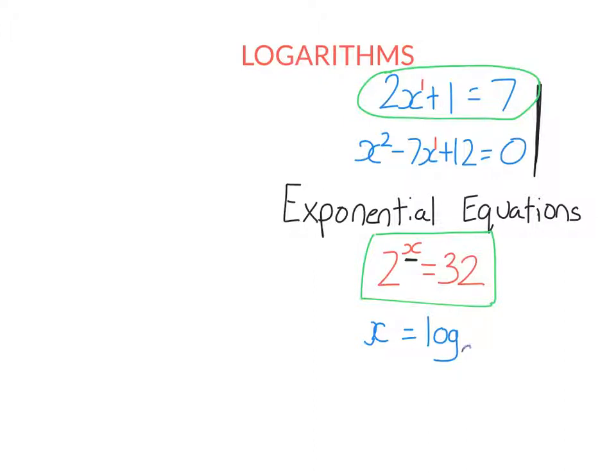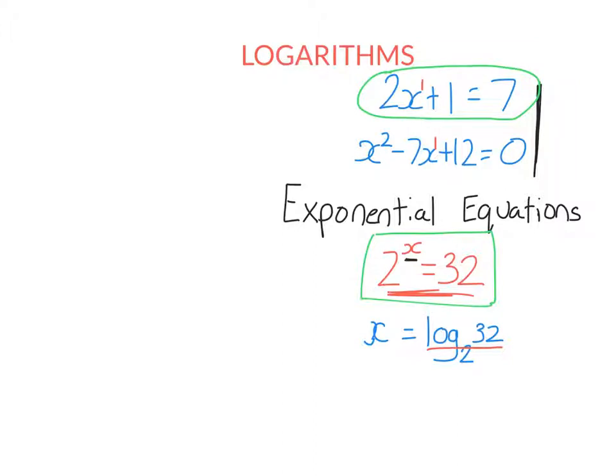It has a base and a power. So log 2 of 32 is saying exactly the same as this equation. The value of log 2 of 32 is saying, to what power do I raise 2 to get 32? That's what log 2 of 32 means. What power do you raise 2 to in order to get 32?